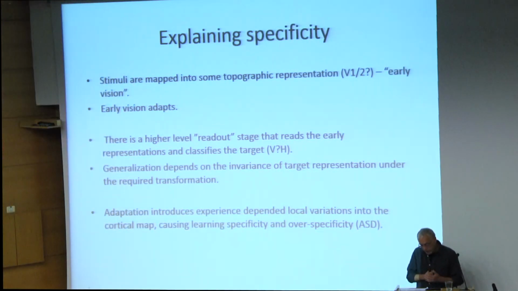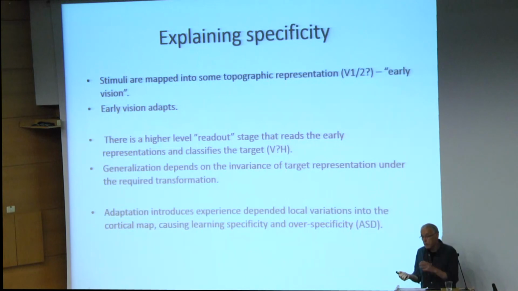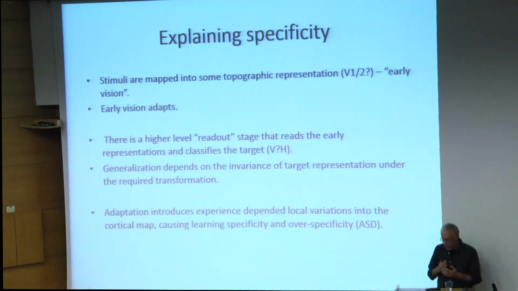So generalization depends on the invariance of target representation under the required transformation, and invariance fails when you have local adaptation, because we see the adaptation specific to the target, and then once moved to a different location, you need to repeat the same process again.